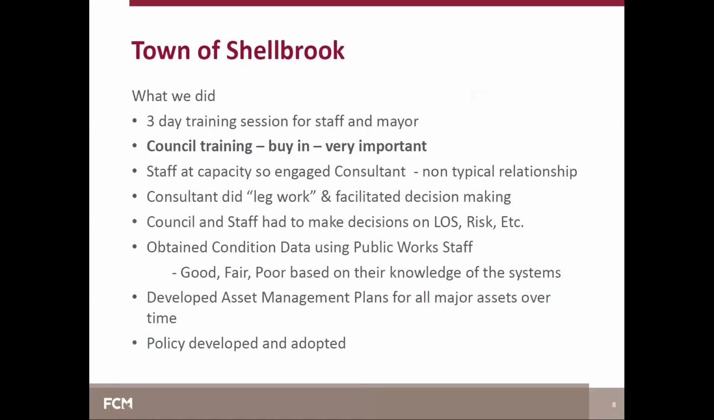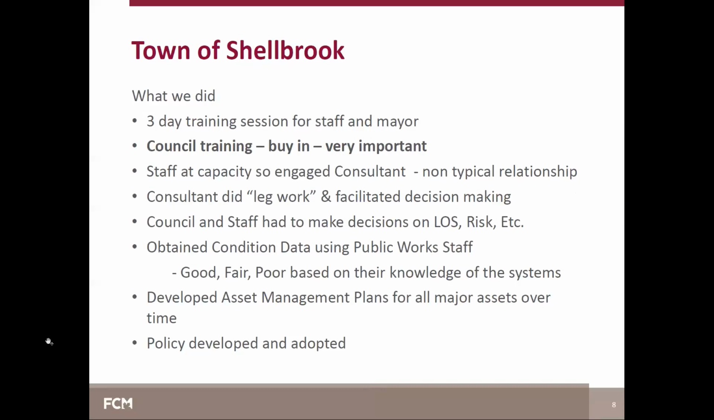So what we did, in 2010 or 11, we attended a 3-day training seminar, and there were a couple of folks from our office staff, our public works supervisor, and myself who attended an AM session in Saskatoon.